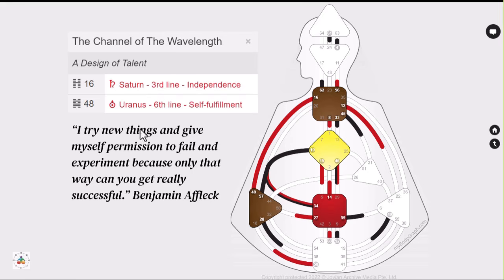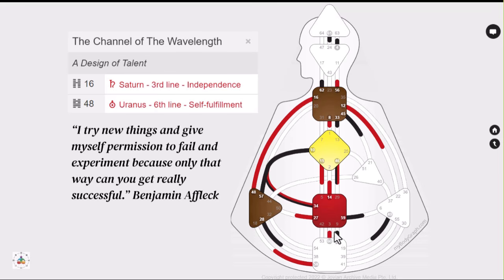Here's Ben Affleck's design. So he says, I try new things and I give myself permission to fail and experiment. Yay! Because that's the only way you can get really successful. Try, experiment. Because if you don't practice, you're not going to be able to get there.